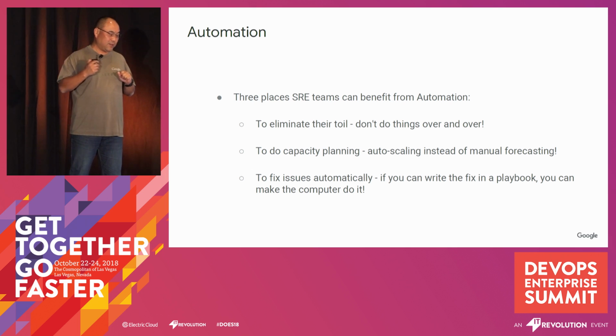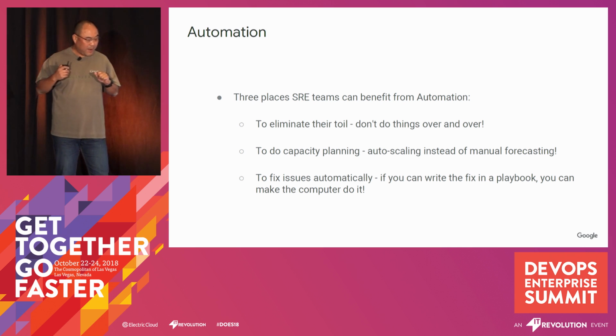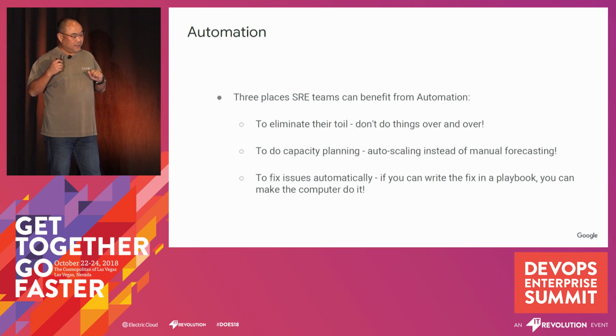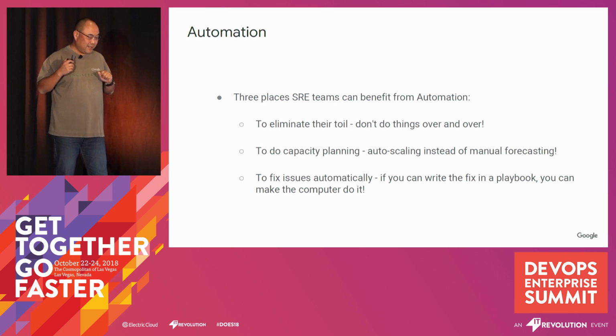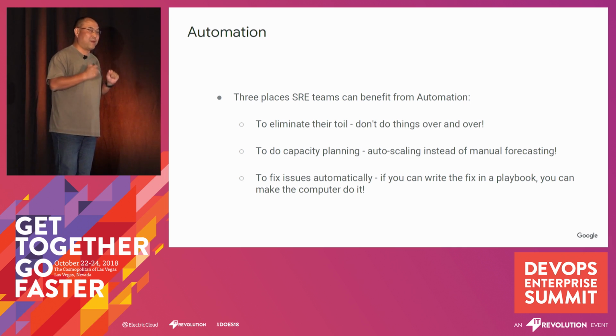Automation is also what we do a lot. We eliminate toil, do capacity planning, and fix issues automatically. On the last item, fixing issues automatically, the internal saying is this: if you can write the fix in a playbook, in a process, in documentation, you can make the computer do it. Essentially it means writing code to fix the system automatically.